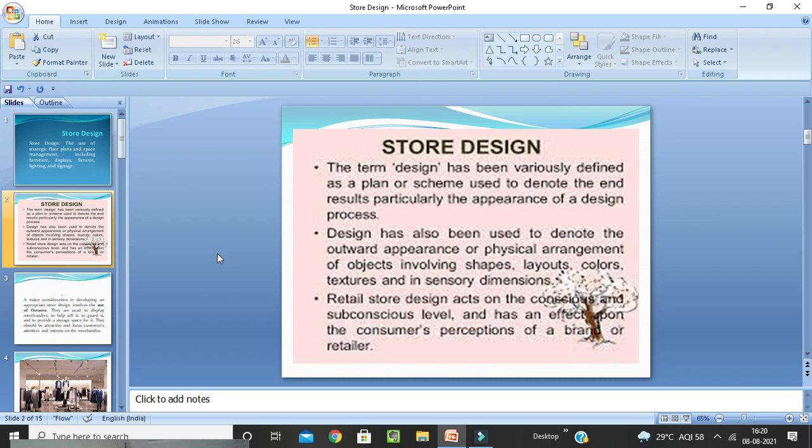Now the design also has been used to denote the outward appearance, not only the inside of the store but also the outside of the store. The design should attract the customers. The physical arrangement, that means the outward appearance, should be such that people come and purchase. Then the physical arrangement of objects involving shapes, layouts, colors, textures, and sensory dimensions. So retail store design acts on the conscious and subconscious level and has an effect upon the consumer's perceptions of a brand or the retailer.